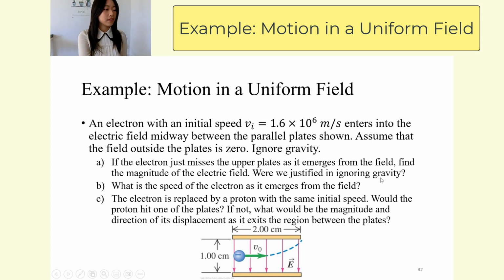In part A, if the electron just misses the upper plate as it emerges from the field, find the magnitude of the electric field. Then we have to justify whether it is valid to ignore the gravity. Then in part B, let's find the speed of the electron as it emerges from the field. Then in part C, the electron is replaced by a proton with the same initial speed. Will the proton hit one of the plates? If not, what would be the magnitude and direction of its displacement as it exits the region between the plates?